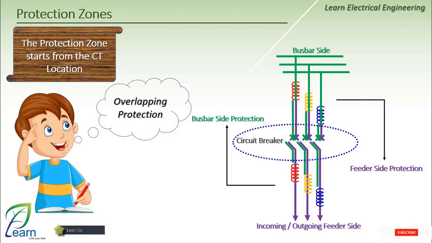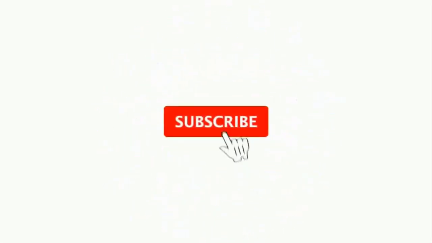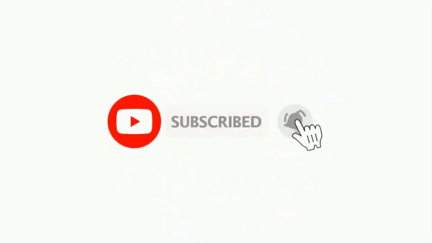We understand the idea of protection zones and determining them using current transformers. Next, we will see connecting three-phase current transformers to the protection relay using shorting and isolating TP in addition to the test switch.